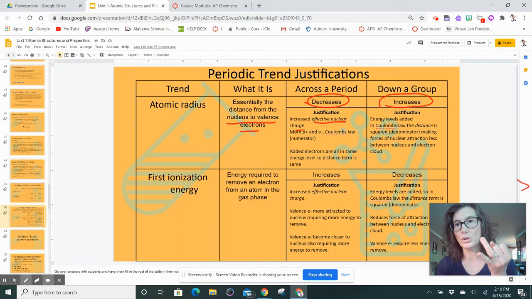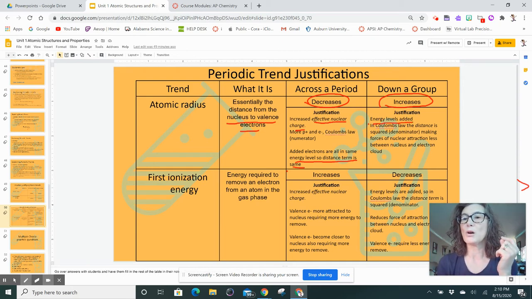Okay? As you go across, you're adding protons and electrons. The added electrons are all in the same energy level, so they're all the same distance from the nucleus. So the Z effective, the effective nuclear charge, gets increased, and that allows the radius to become smaller. It pulls the radius in. Where we increase is when we go down, because when we go down, we're adding energy levels.